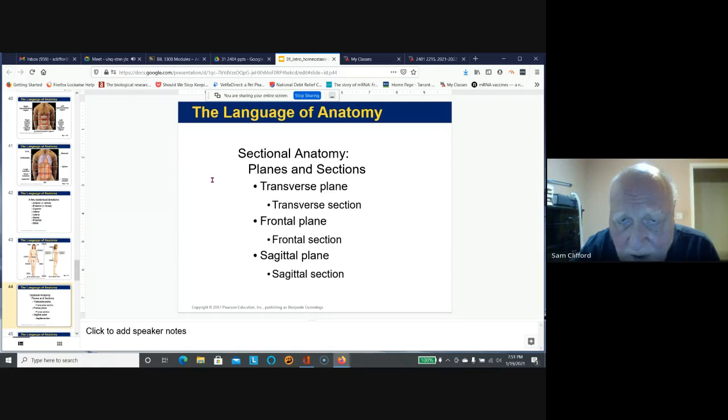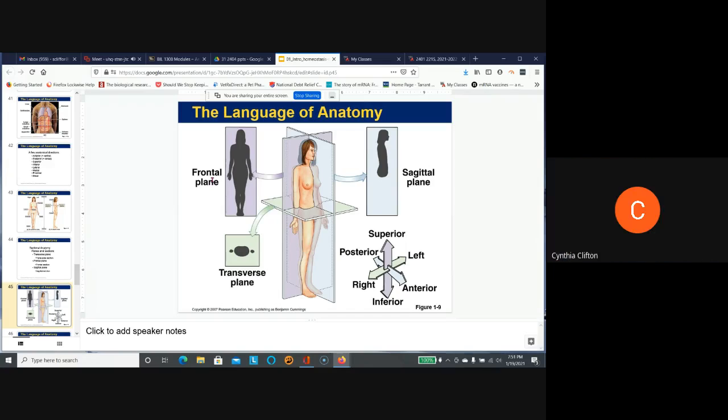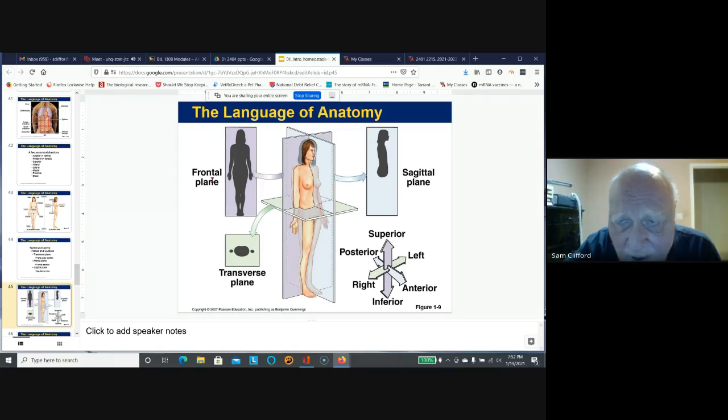We've got to know also sectional anatomy. If I had a chainsaw and I cut this poor woman in half and I separated her top from her bottom, that would be a transverse plane. If I separated her back from her front, or her posterior from anterior, that would be a frontal plane. If I sliced her down the middle so that the left and right side fell apart, that would be a sagittal plane.